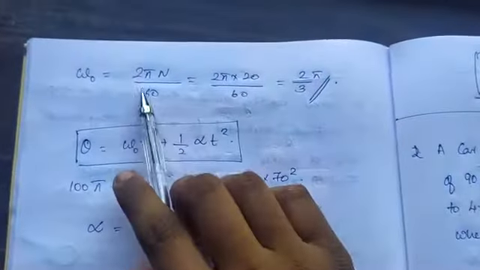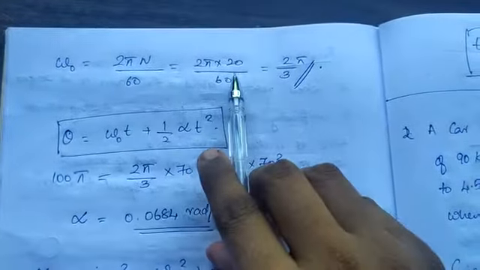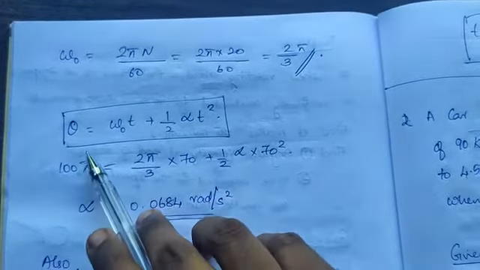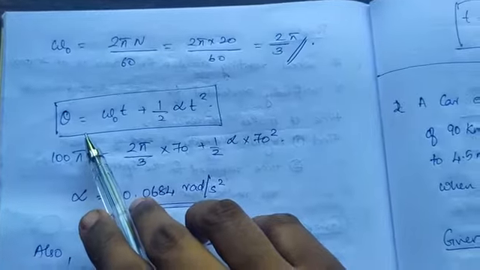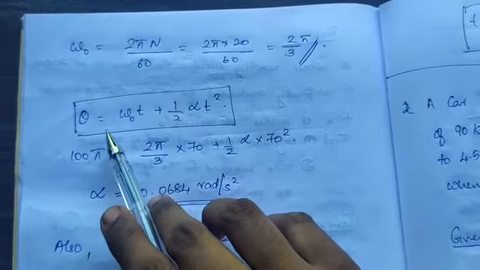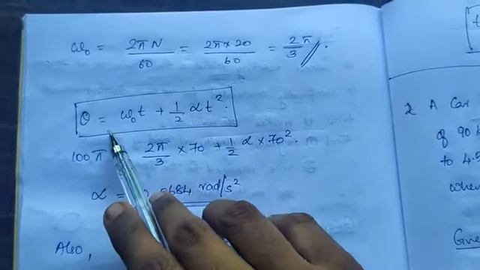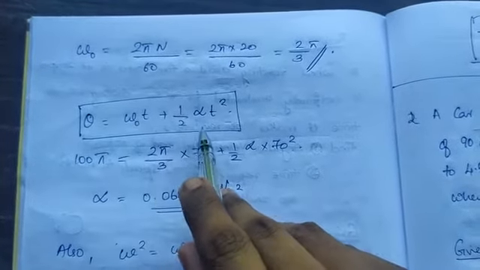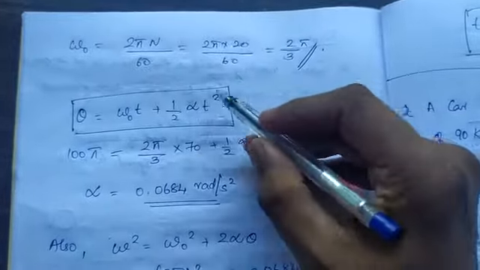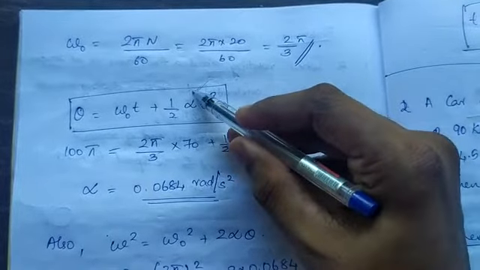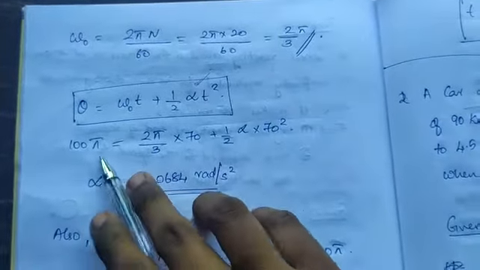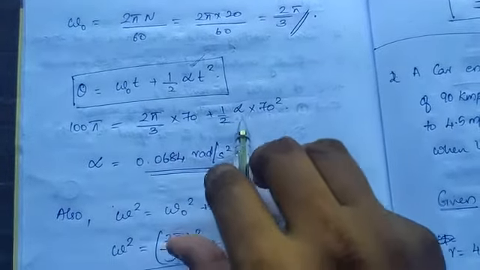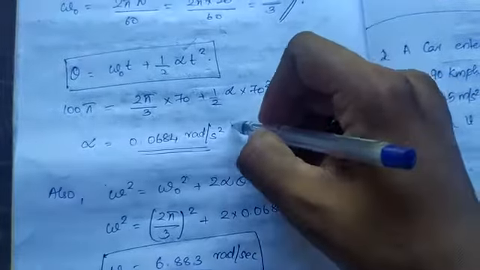Because it is rotating at 20 rpm, 2 pi n by 60, with n equal to 20, gives 2 pi by 3. You will have the curvilinear equation of motion similar to s equal to ut plus half at square: theta is equal to omega naught t plus 1 by 2 alpha t square. You need to find the angular acceleration, right? So 100 pi is equal to 2 pi by 3 into 70 plus 1 by 2 alpha into 70 square. You get the value of alpha.